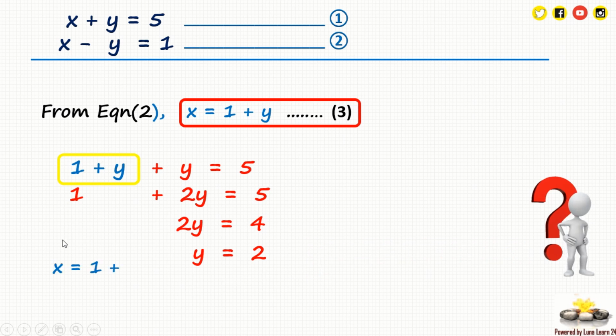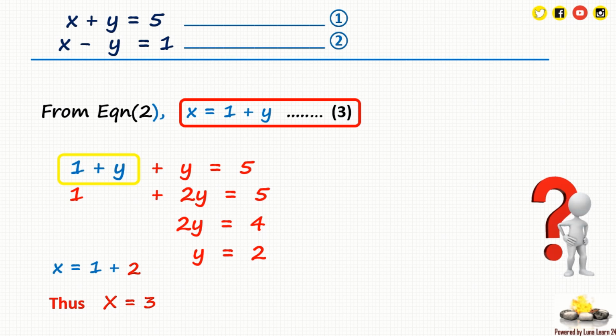So in equation 3, we had x equals 1 plus y. But we know that the value of y is 2. So our x will be equal to 1 plus 2, and that gives us 3. So x is 3 and y is 2.